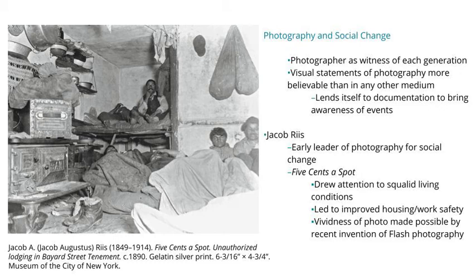So here is an example of that. This is by Jacob Riis. He was an early leader of photography for social change, and this particular piece is called 5 Cents a Spot. And it drew attention to squalid living conditions and poverty. And actually, this photo ended up leading to improving housing and work safety by bringing more awareness to the subject. And the vividness of the photo was made possible by the recent invention of flash photography. So this was one of the first flash photos as well.